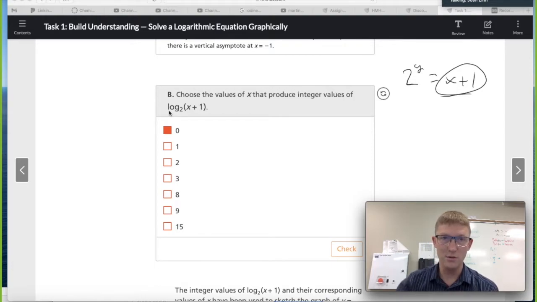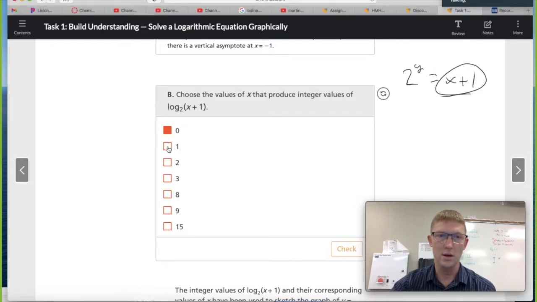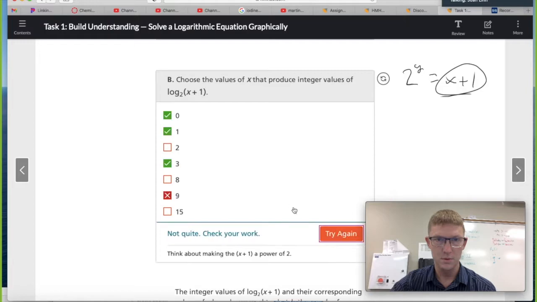So we've got 0. If we were to make this y equals 0, that works only because anything raised to the 0th power equals 1. But other than that, we've got our 1. This would equal 2, 3, 9. Oh no, and 15.